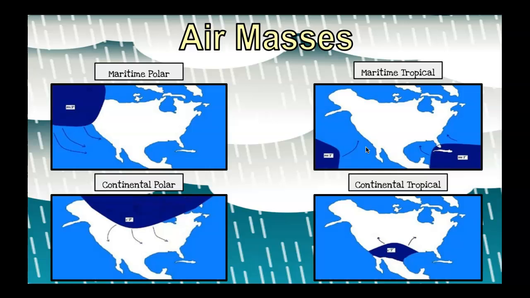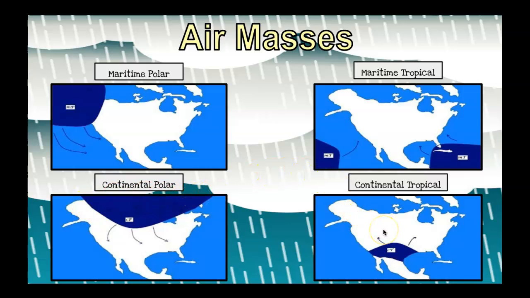So you have to use a word that represents moisture, so maritime or continental, or a word that represents temperature, so tropical or polar. So you can have a maritime polar air mass, which means it forms in the ocean, it's moist because of maritime, and then it's bringing cold air because it formed at the poles.